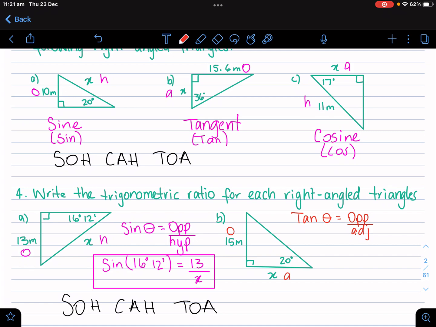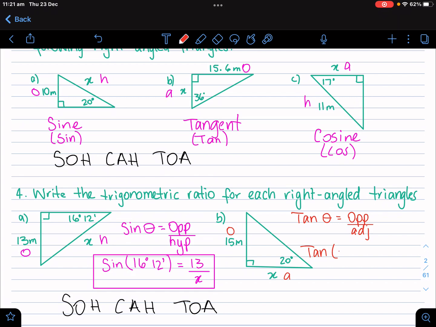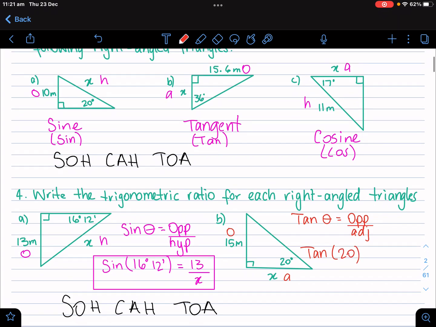So let's now plug in the values I know, or substitute in. Tan, what's theta? Well, that's 20 degrees there, that's the angle, equals opposite, which is 15, over adjacent, which is x. It's very important that you plug in the variables exactly in the order they are in the syntax above. If you don't put it in the right order, then you will get the incorrect answer.